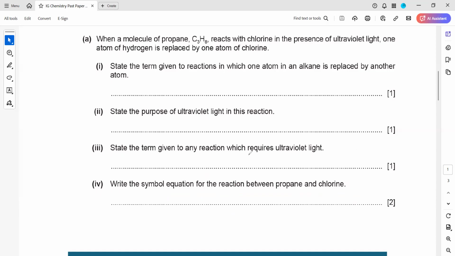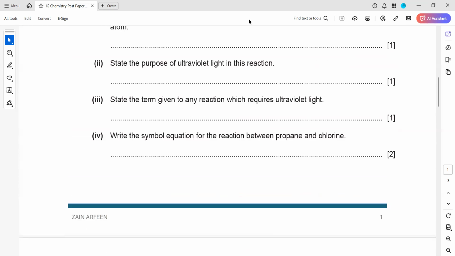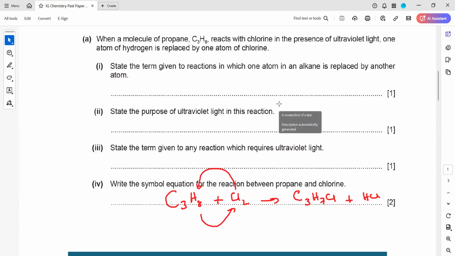Can you show the answer again for the first part? Propane reacts with chlorine to form chloropropane, C3H7Cl plus HCl. C3H8 plus Cl2 gives C3H7Cl plus HCl.